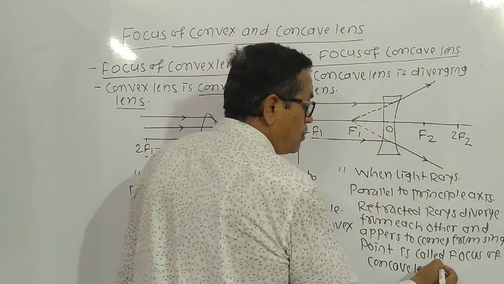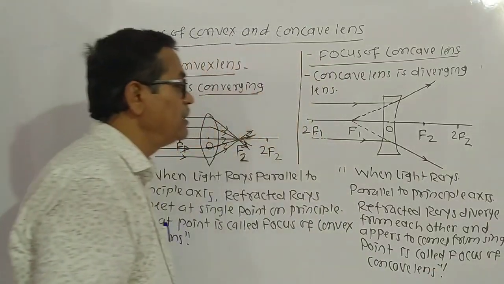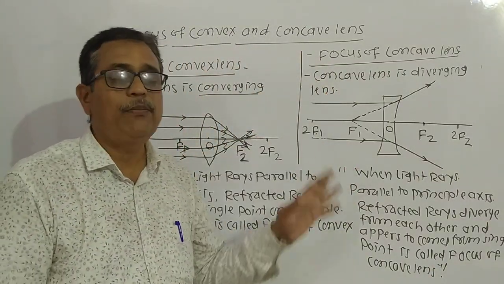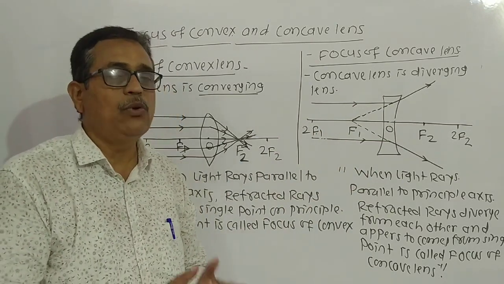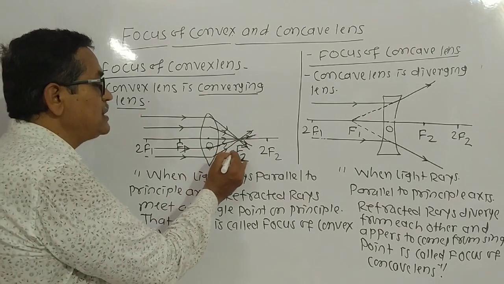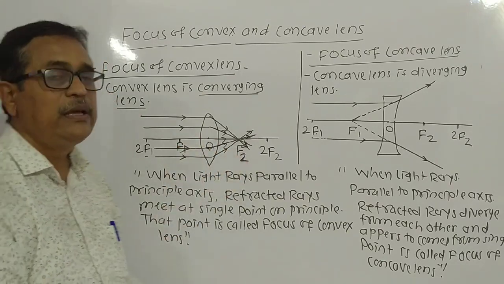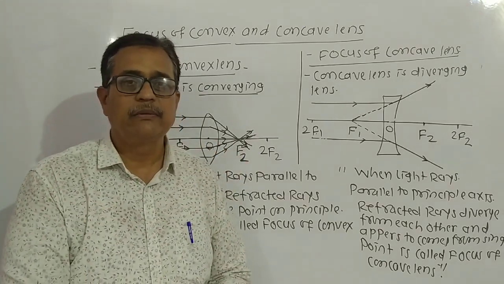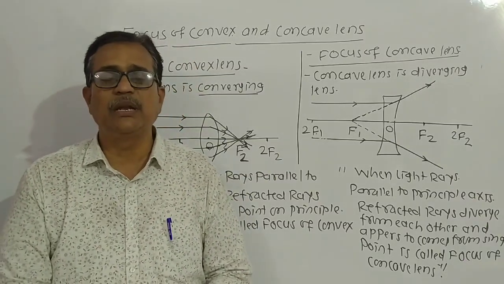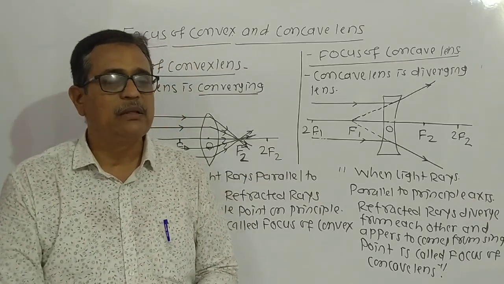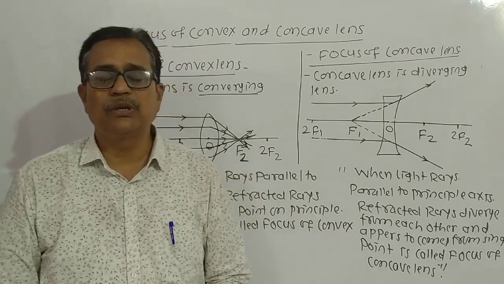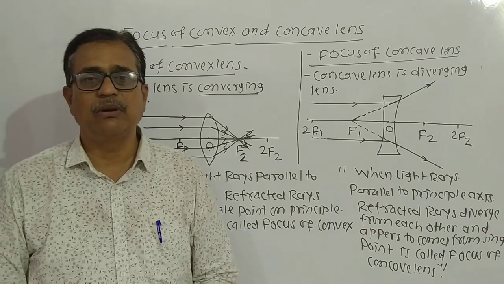In this way we studied the focus of convex lens and focus of concave lens. Then what is meant by focal length? The distance between optical center and focus of the lens is called focal length. In this way, that is the topic of focus of convex lens and concave lens. Thank you.